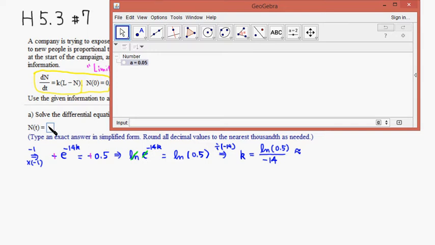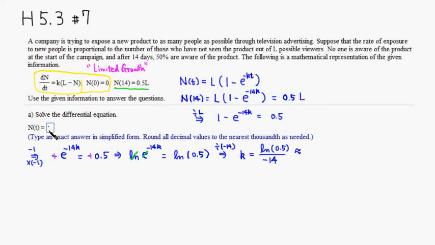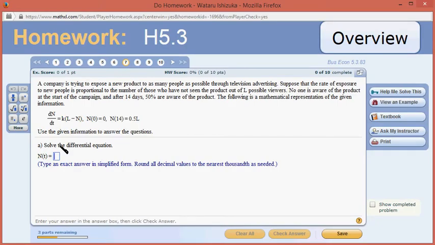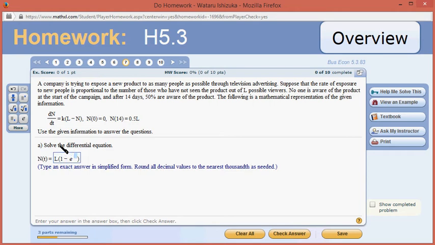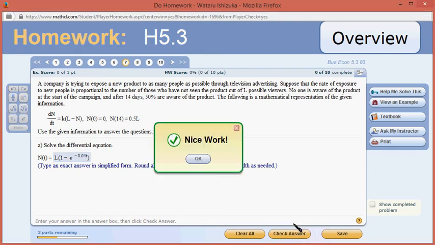Okay, so let's type it in. So it's going to be 0.050. Something like that. So we're going to have L times 1 minus e to the K, which is 0.05 times t. Oh, actually, I forgot the negative sign. So we have that. Let's check the answer. We got that.